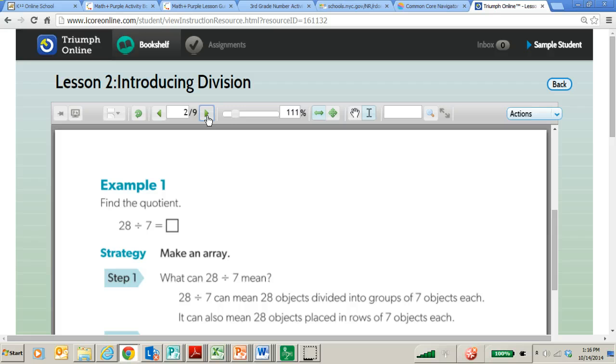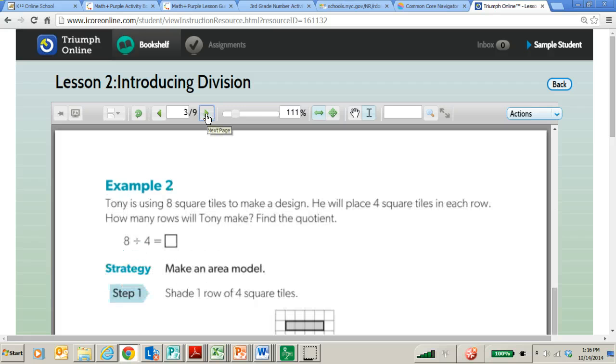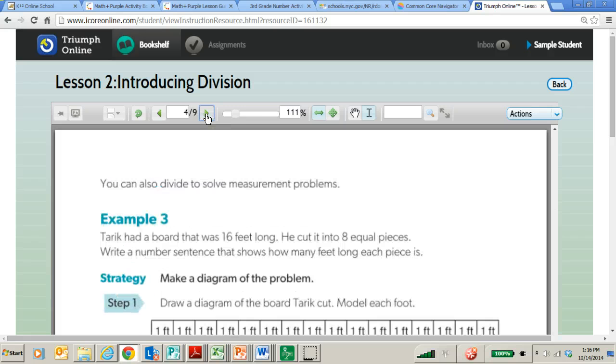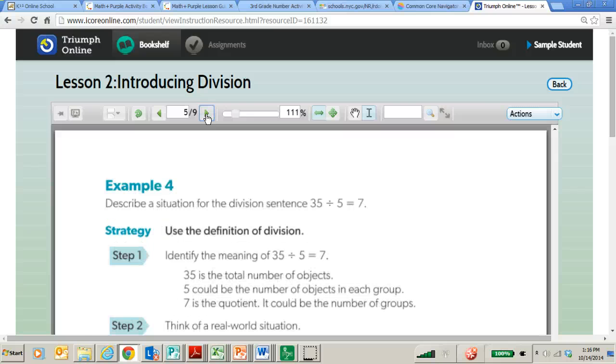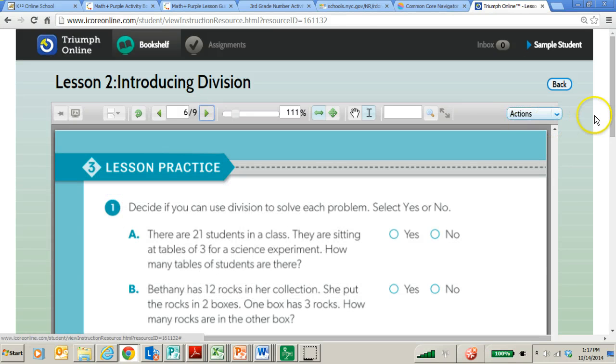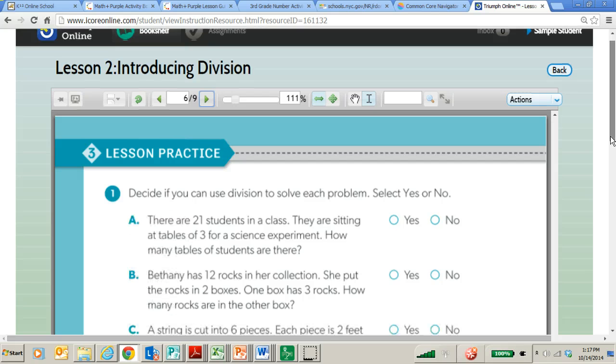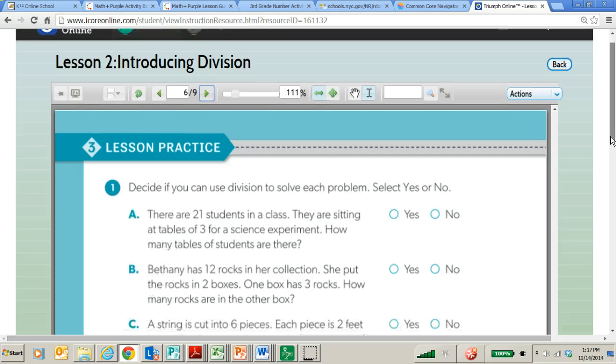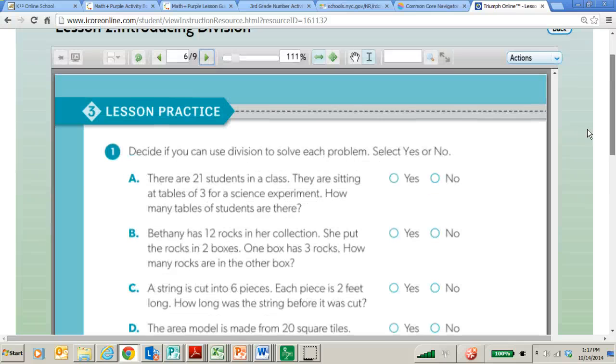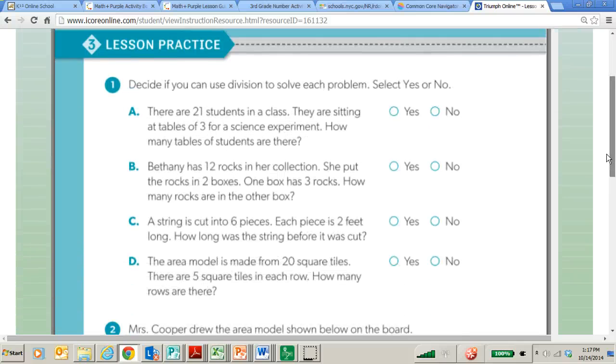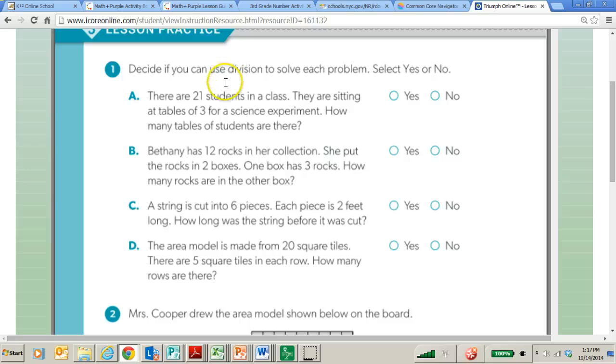The reason I love this performance coach is because even though we haven't seen the Georgia Milestones assessment, I do feel like a lot of these questions are going to be types of problems that require thinking and reasoning outside of just multiple choice. So for example, on page 6 it says, decide if you can use division to solve each problem. Select yes or no. It's not just saying, okay, 21 divided by 3 is what? It's asking students to understand what division means.